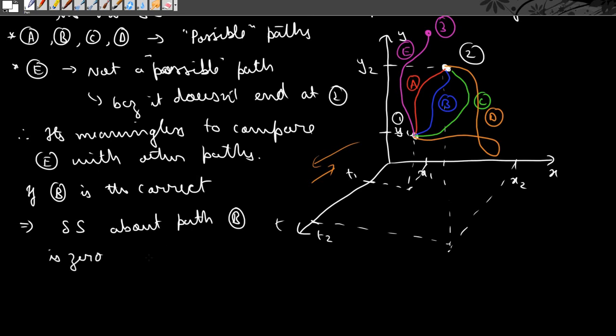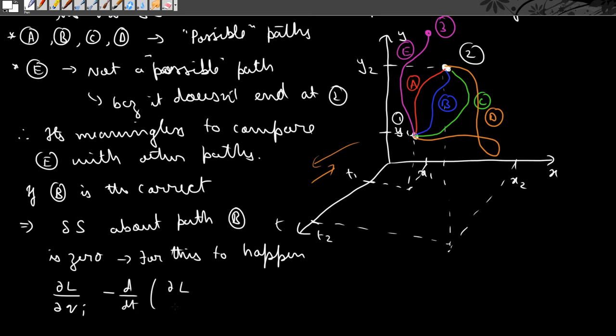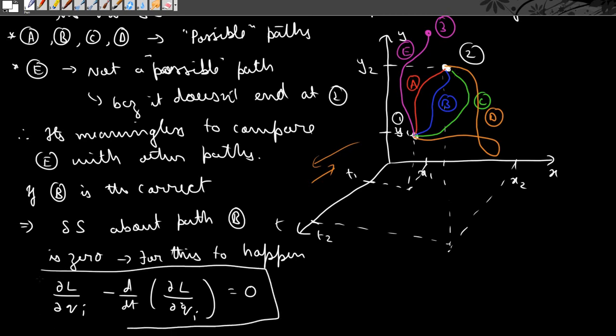So for this to happen, our Euler-Lagrange equations must be satisfied. Only then the variation about B will be 0. So the Lagrangian in the path B will follow this condition, and therefore the variation in S about path B will be 0, of course, to the first order, and that is how Hamilton's principle will choose path B as the correct path.